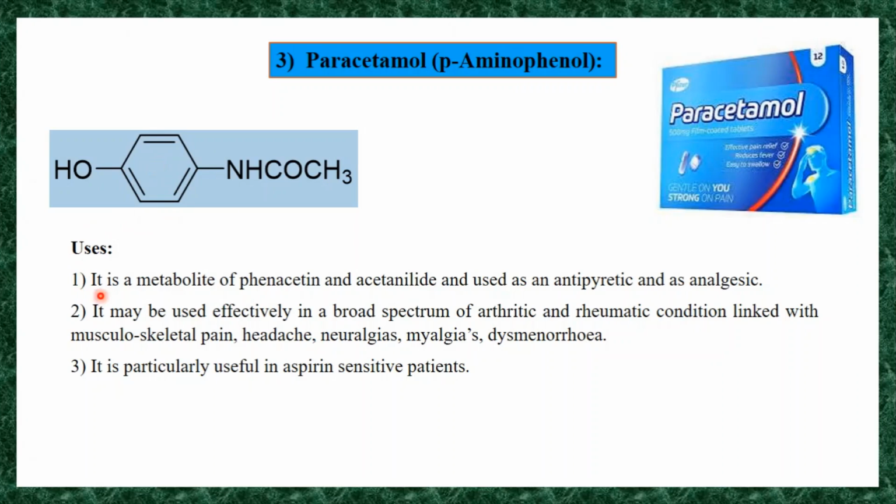The uses of paracetamol: it is a metabolite of phenacetin and acetanilide, and is used as an antipyretic and analgesic. It may be used effectively in a broad spectrum of arthritic and rheumatic conditions linked with musculoskeletal pain, headache, neuralgia, myalgia, and dysmenorrhea. So it is used in a variety of conditions.